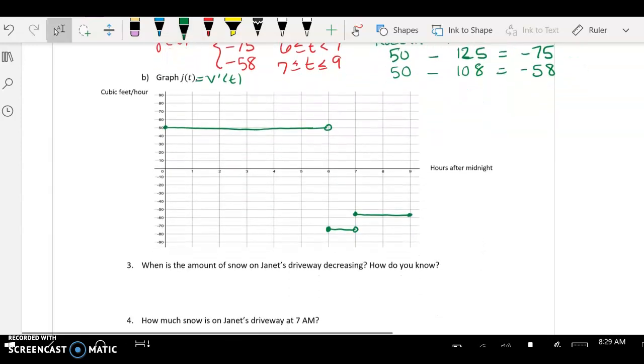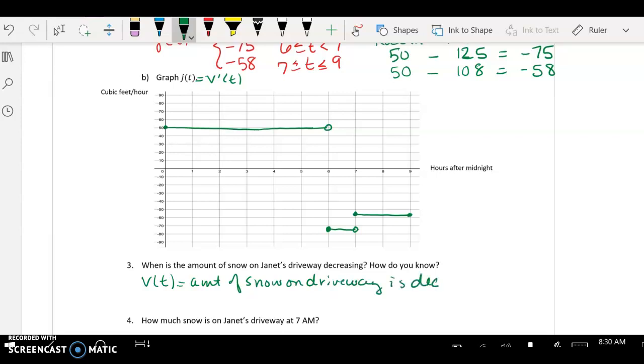So the next question, now that we have that, when is the amount of snow on her driveway decreasing, and how do you know? And this is the same thing we've always done. When the derivative is negative, we know that our quantity function, the volume, is going to be decreasing. So V of t, which is the amount of snow on the driveway, is decreasing, and decreasing, we look for where the rate is negative.